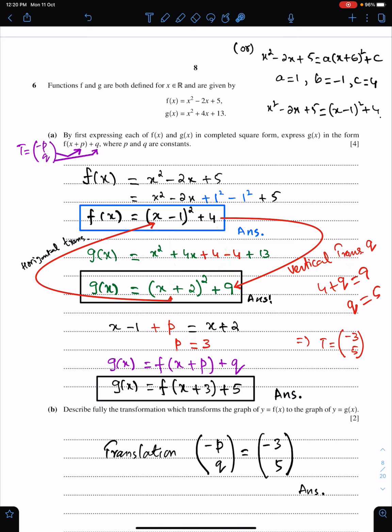When you compare horizontal components, by adding p into this horizontal component, you will get the value of p. And when you compare these two vertical components, you will get the value of q, which is 5. So 4 plus q is equal to 9. So q is 5.